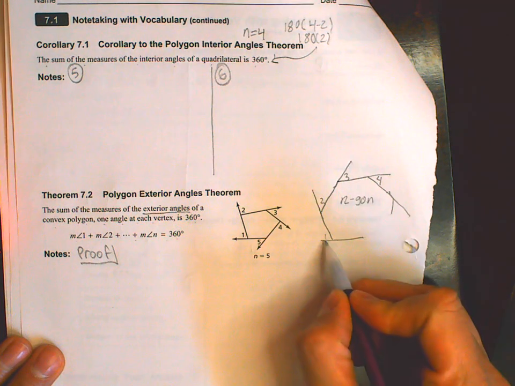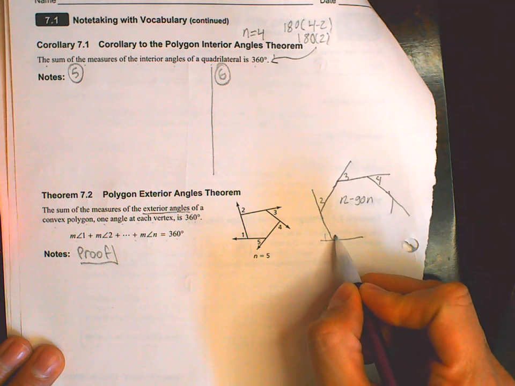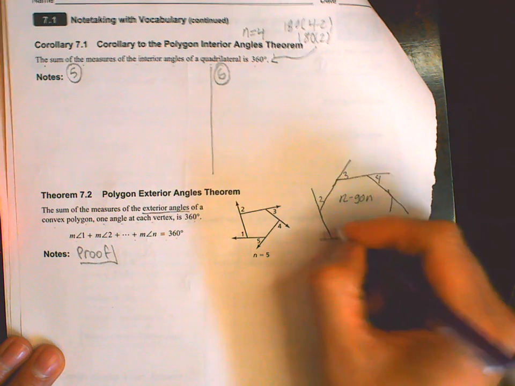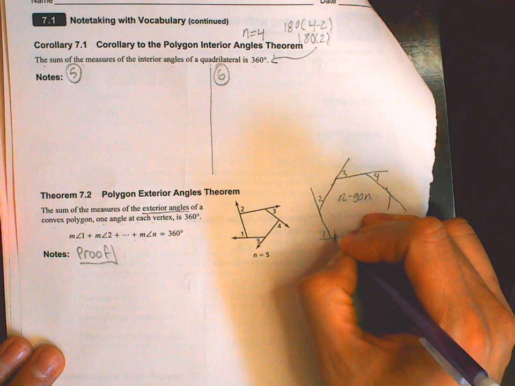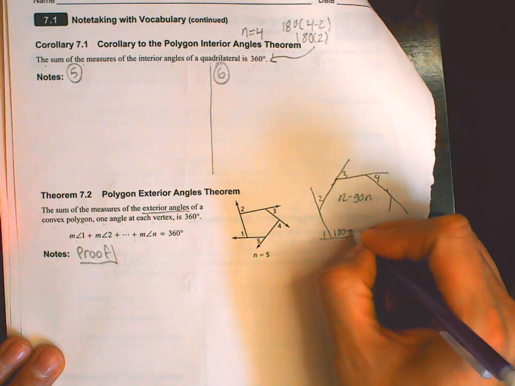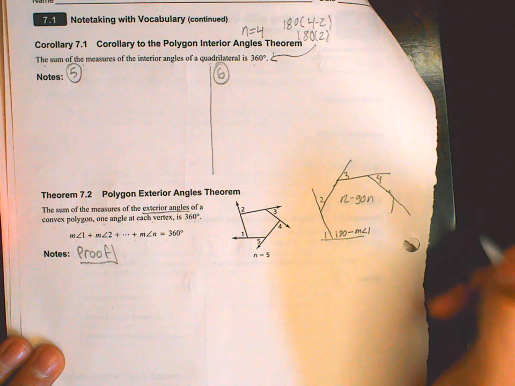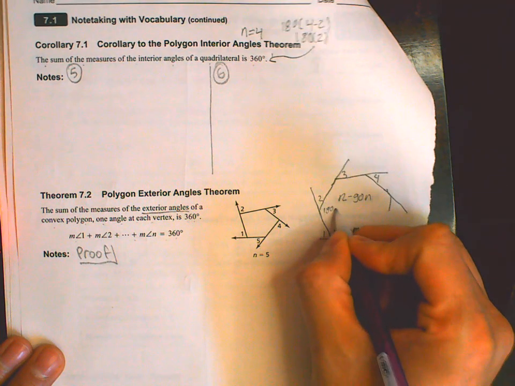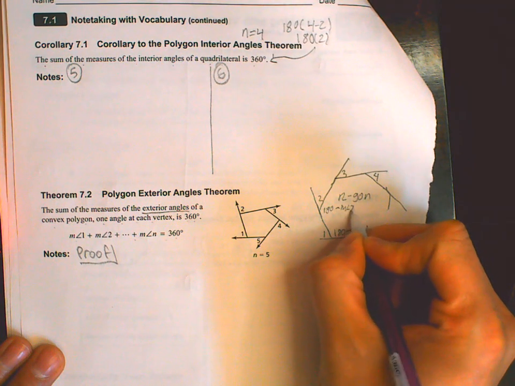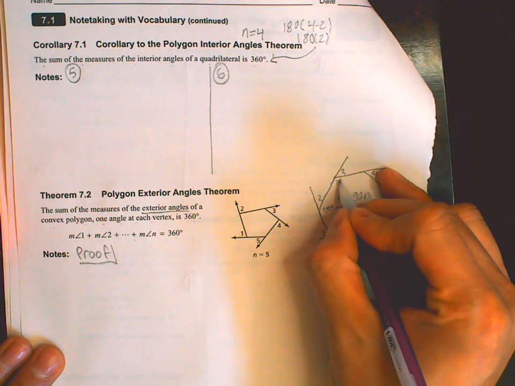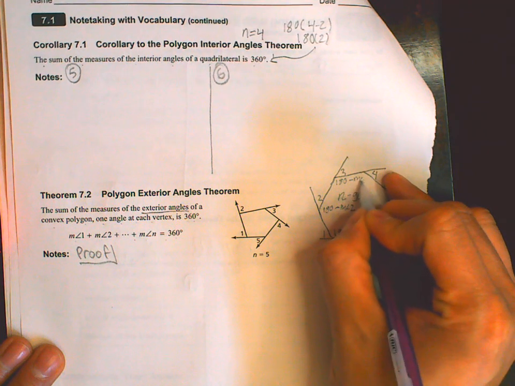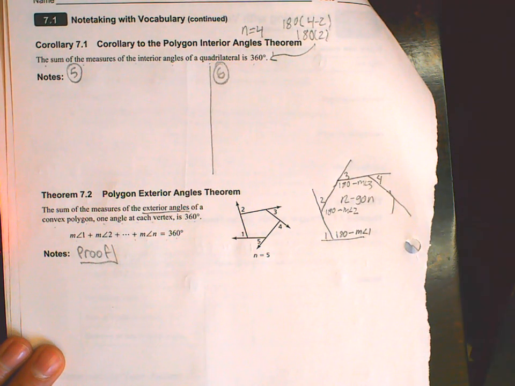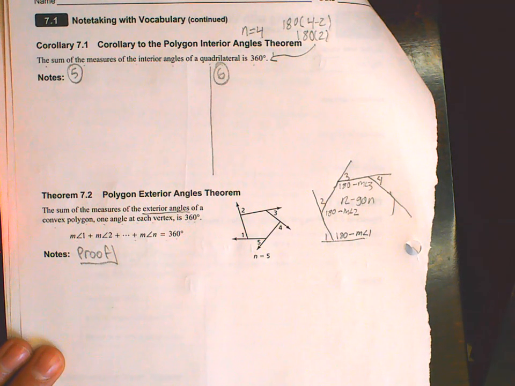If this right here is angle 1, then this angle right there is 180 minus the measure of angle 1. So this is going to be 180 minus the measure of angle 1. This angle here would be 180 minus the measure of angle 2. This angle here would be 180 minus the measure of angle 3, and so on. So all I know is that the sum of all those angles is going to be 180 times n minus 2. We know that already.